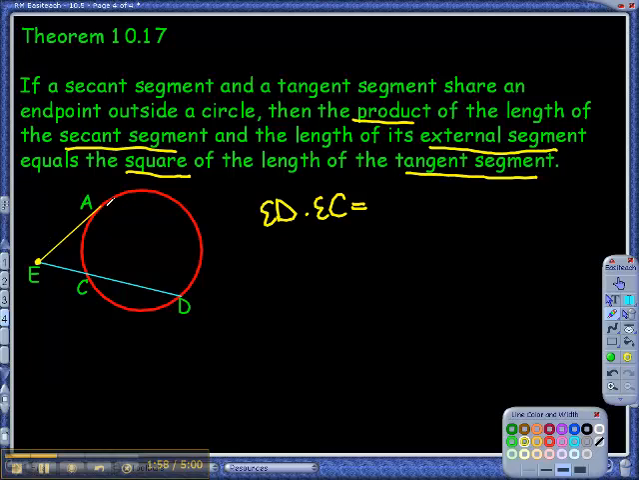Notice for the tangent segment, this is entirely outside of the circle. So I can't talk about the tangent segment and its external part. So it's the same thing both times. We're just going to say it's EA squared, or EA times another EA.